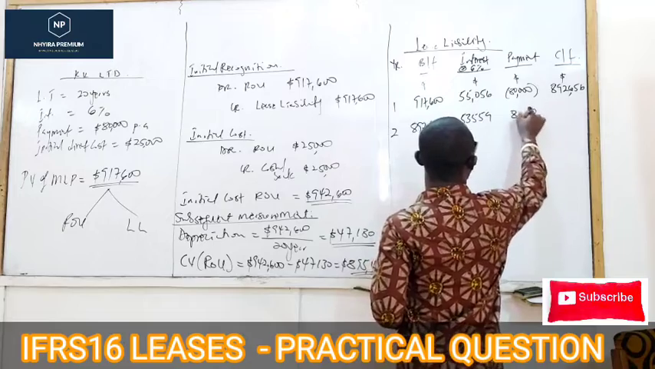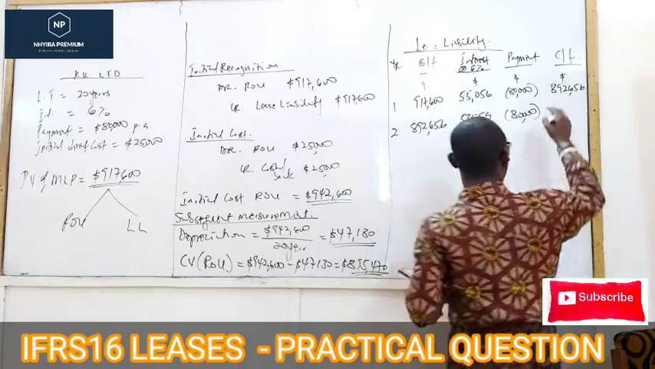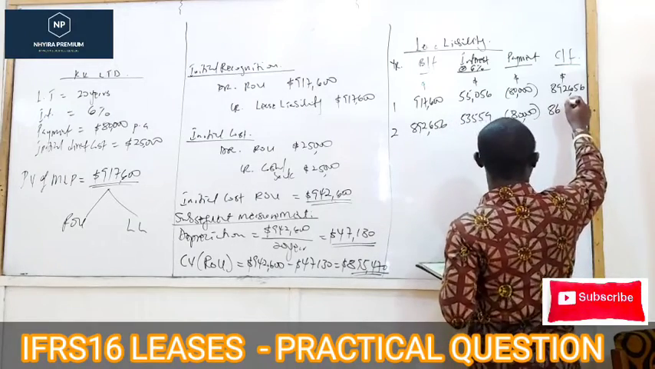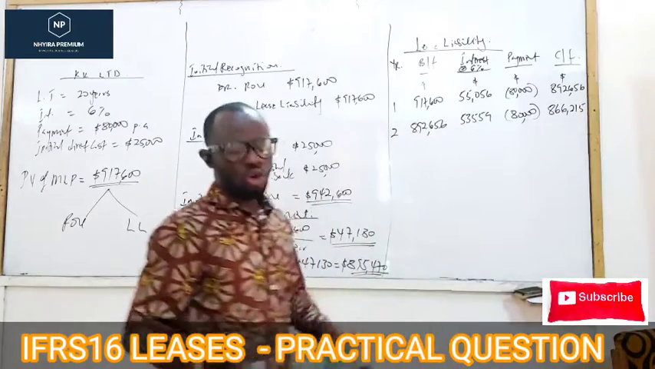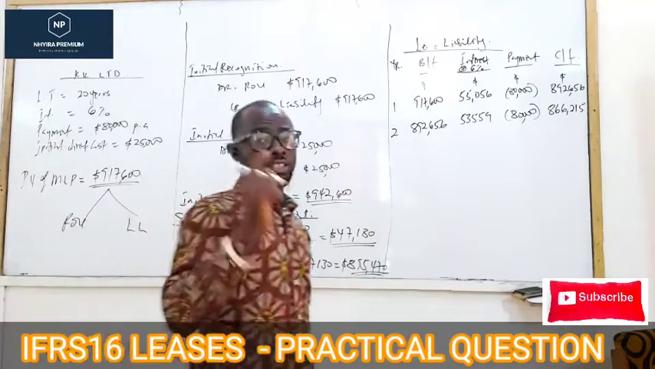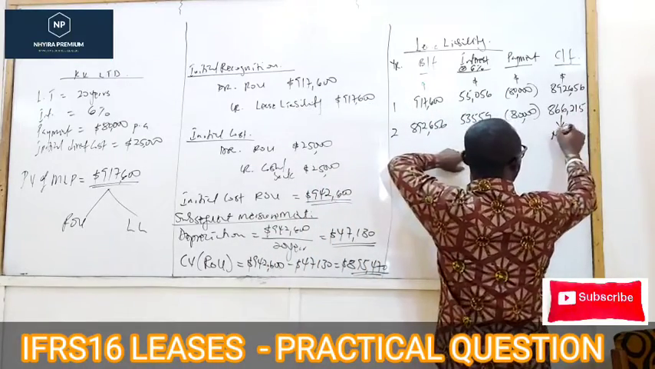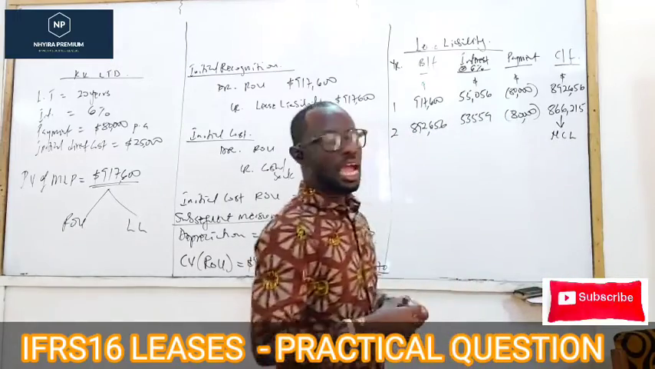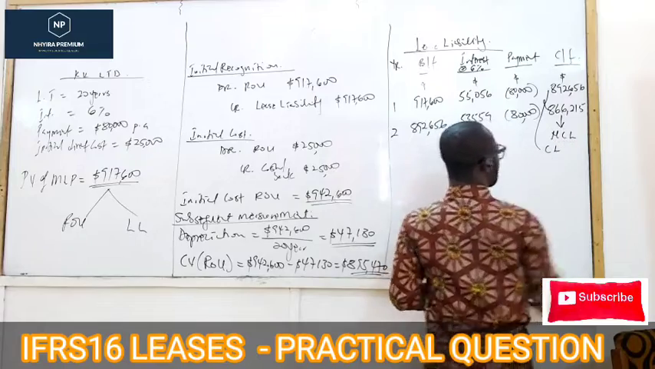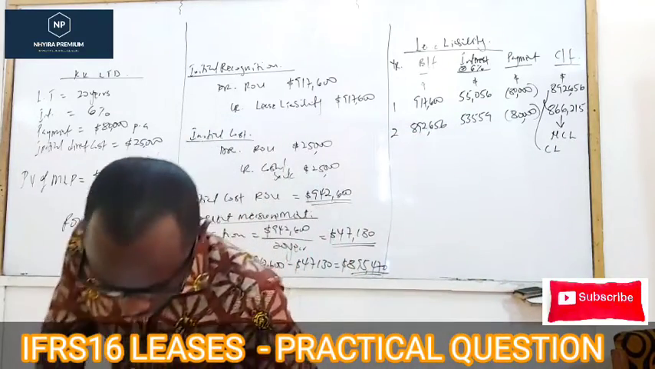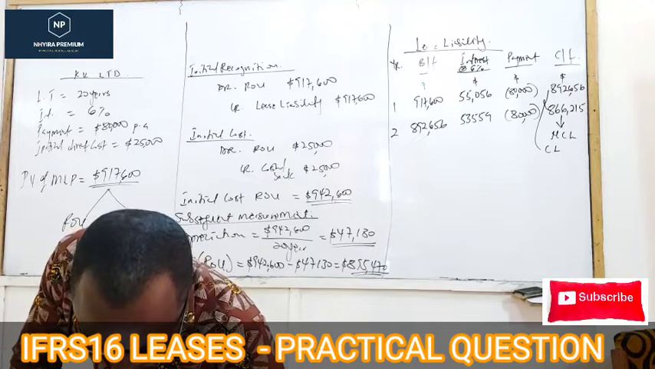We still less our annual payment, that never changed, 80,000, and that gives us 866,215. So what did I tell you about this? I told you that the second schedule becomes what? The non-current liability, and then the difference between the first and the second becomes what? The current liability.